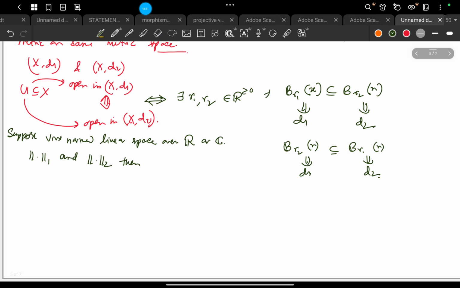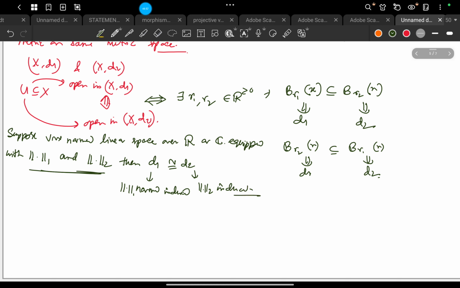Both, so these two norms we can define on V, let's say equipped with them. Then d1 is equivalent to d2, where d1 is the one norm induced metric, and this is the two norm induced metric. Okay, so both the metrics are equivalent to each other.